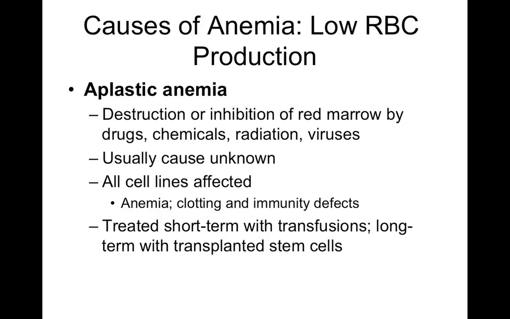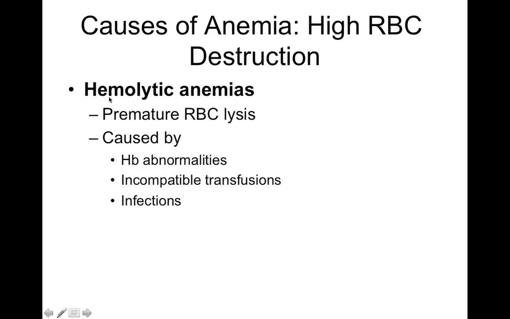And this can either be from your own body or from someone else's body, right? And so you can be a bone marrow donor. They can basically take stem cells from your body and transplant them into somebody else to make new blood cells. The hemolytic anemias, you guys, come from premature red blood cell lysis. It can be caused by hemoglobin abnormalities, incompatible transfusions, or even infection. And hemolytic just means blood lysis, or basically breaking apart of these cells.